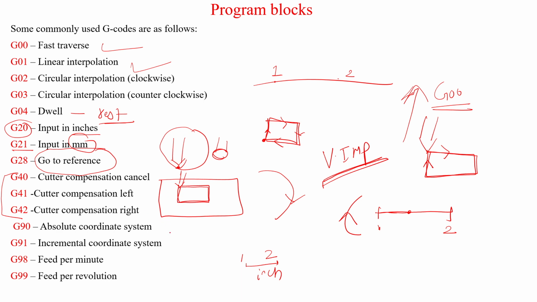Okay. And we have seen already absolute and incremental. For the absolute system, use G90. For incremental, use G91. Also, when you are moving, you have to give some feed, some velocity, to your tool to move forward. If you are giving per minute, it is G98. If it is per revolution, then it is G99. These are the various codes you need to understand. Is it okay?